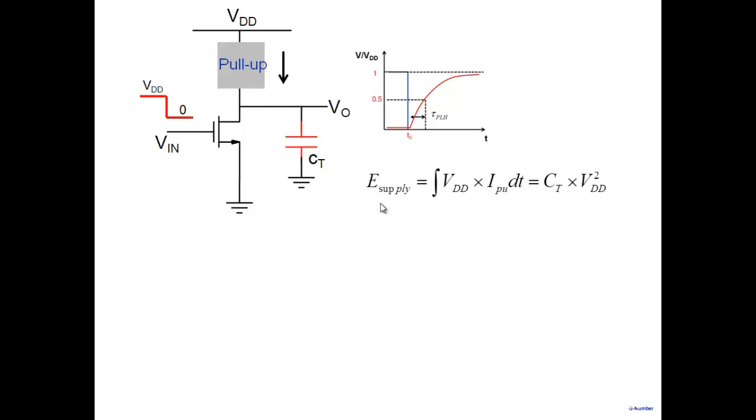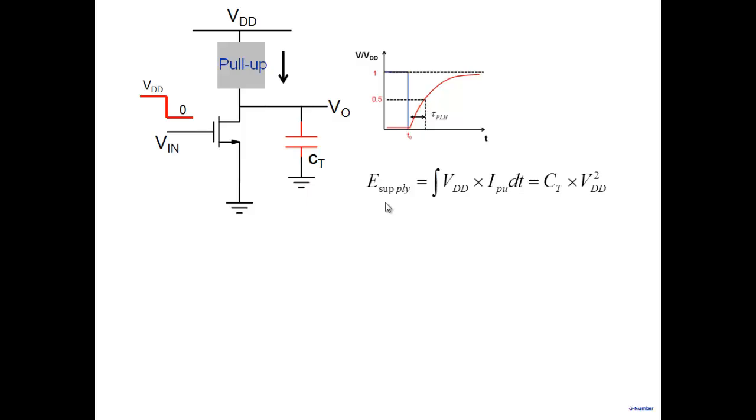We can calculate. Energy drawn from the supply is VDD times I pull-up times dt. V times I is power. Power multiplied by dt integrated over the entire period, from here to here. And that you can clearly see is CT times VDD square. Because I_PU dt is what? It is the total charge supplied. I_PU dt integrated over the whole thing is the total charge supplied here. And the charge is nothing but CT times VDD. And so this is the energy that I took from the supply.